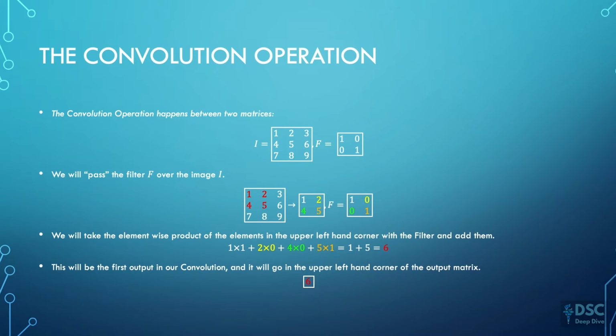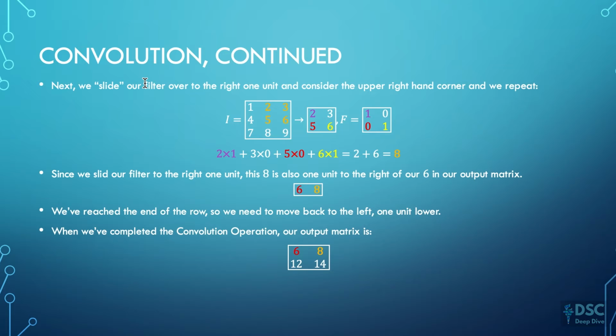We slide our filter over to the right 1 unit, and we consider the upper right-hand corner, and we repeat the same thing. So here we have the upper right-hand corner, and here we have our filter. This 2 in the upper right-hand corner of our image corresponds to the 1 in our filter, so we multiply them and add. The 3 and the 0 correspond, we multiply. The 5 and the 0 correspond, multiply. The 6 and the 1 correspond, multiply. And after we've multiplied them all, we add them, and we get out an 8. And since we slid our filter to the right 1 unit, this 8 is also 1 unit to the right of our 6 in the output matrix.